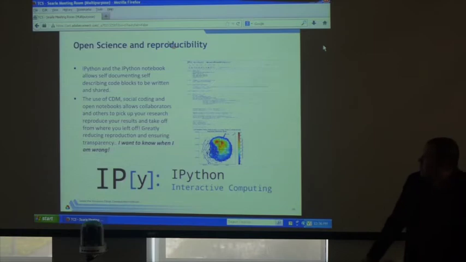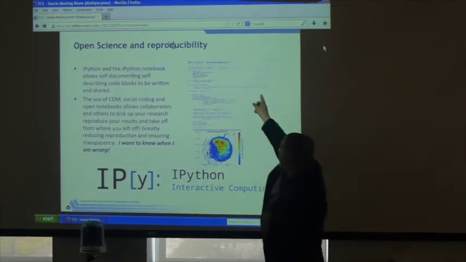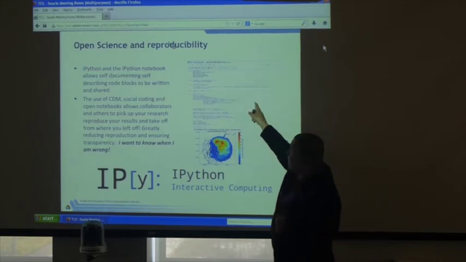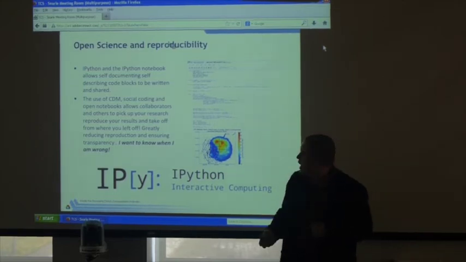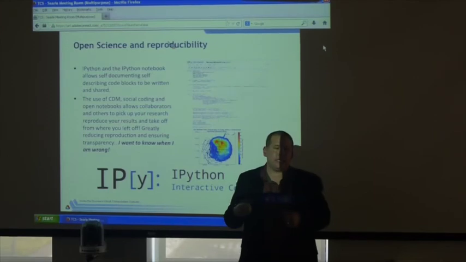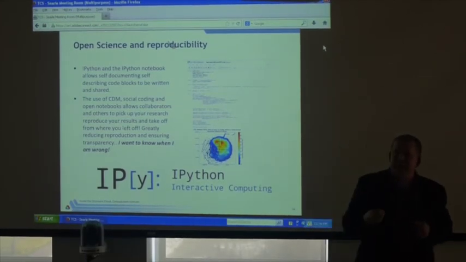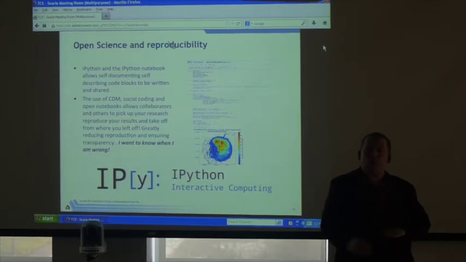So, a very quick slide on open science and reproducibility. This is an example of an IPython notebook. All the work we do, we put onto GitHub in our IPython notebooks so people are able to pick it up. Rather than reinventing the work we've done, including the code and the technical details, they're able to start from where we left off.